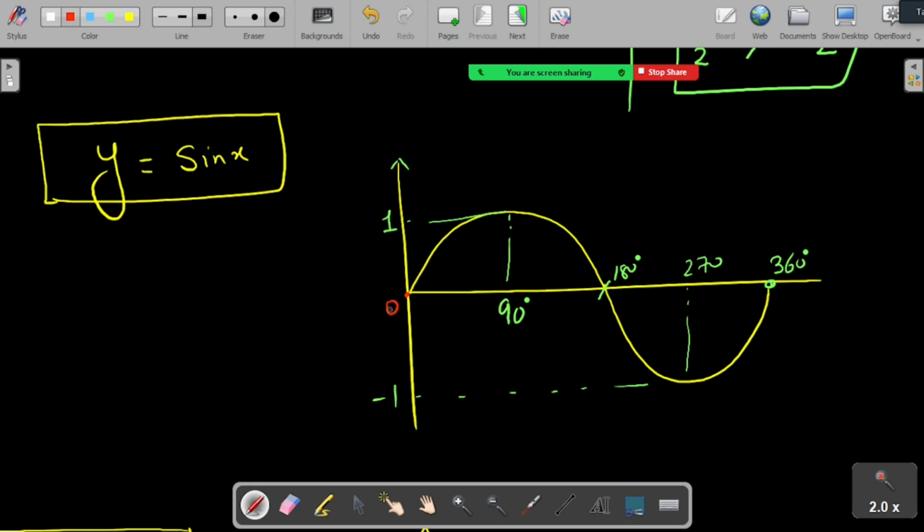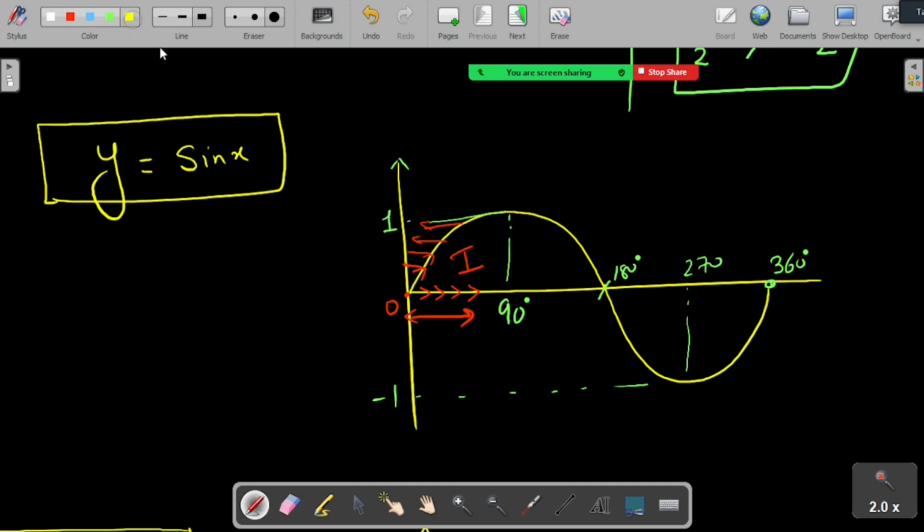Can you tell me from 0 to 90 degree? Can you study, is it increasing or decreasing with respect to x? Yes, increasing. As your x is increasing, you can see your y is also increasing. So for this domain, 0 to 90 degree, your function is increasing.